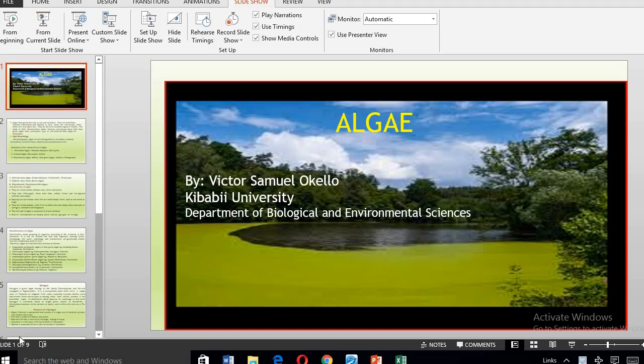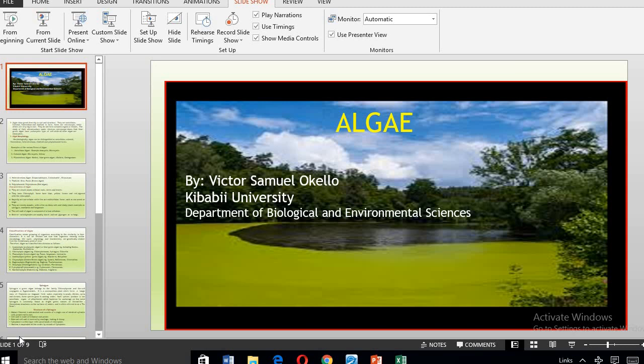Welcome to the second lecture in our course. In the previous lecture, we outlined the plant groupings or the categories within the plant kingdom. We said that the plant kingdom can be divided into two: the lower plants, the cryptogams, and the higher plants, the phanerogams. Now we say that the cryptogams are made of the algae, the fungi, the lichens, the bryophytes, and the pteridophytes. Today, we shall look at algae.